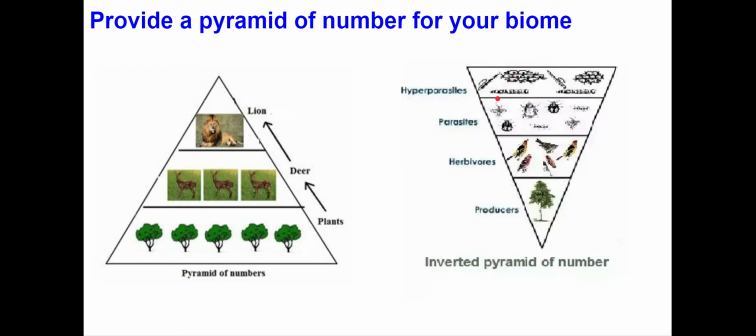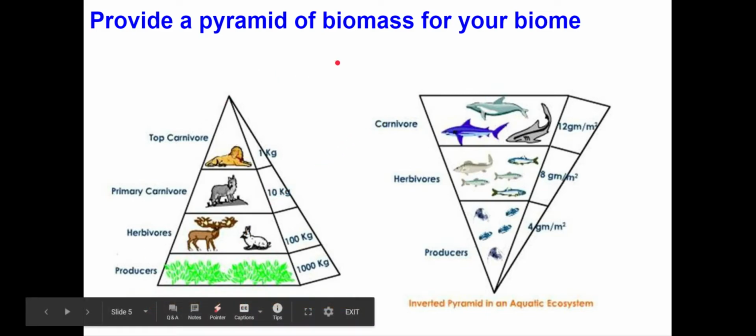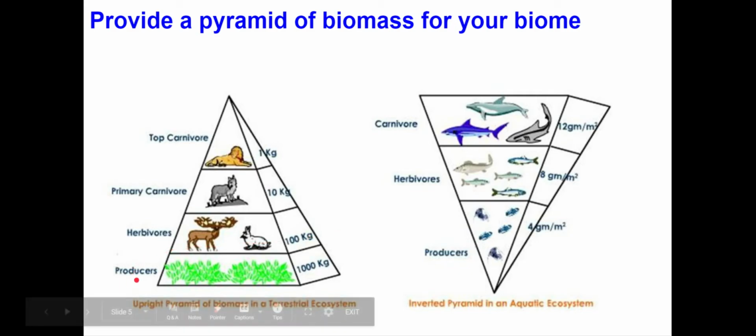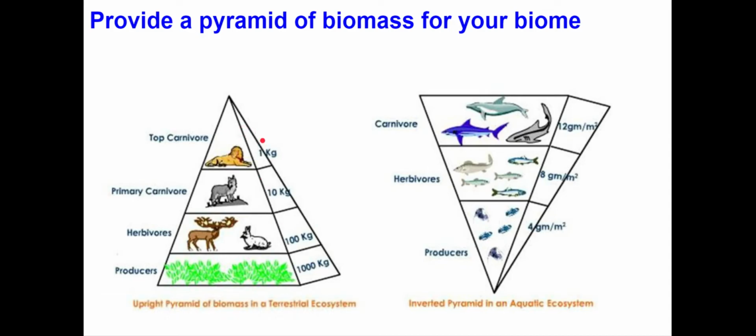So have a go at drawing a pyramid of number, followed by a pyramid of biomass. And again, they can be either upwards or downwards. And this time, biomass means the weight or mass of each individual, but actually each of those individuals added up. So all of the producers all together, what is their mass, and so on. So you might have a normal shaped pyramid or an inverted.